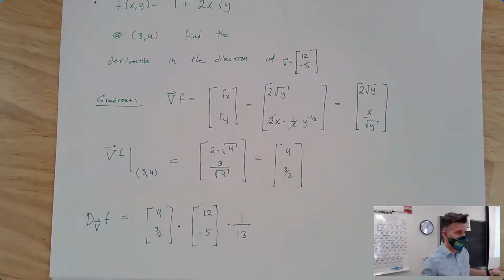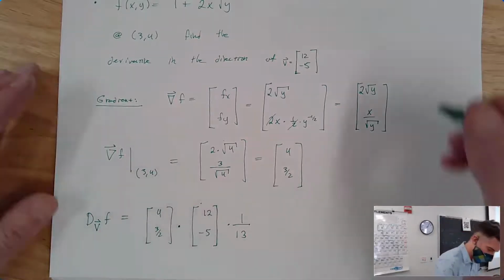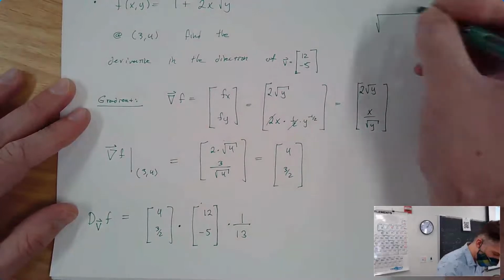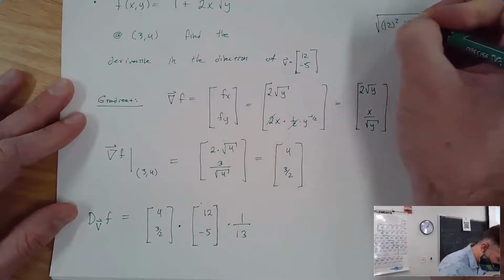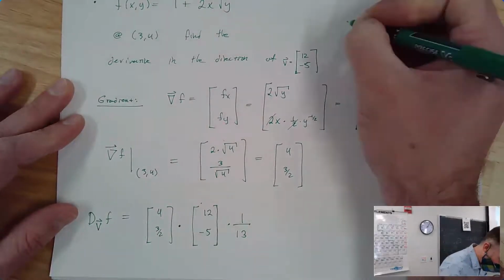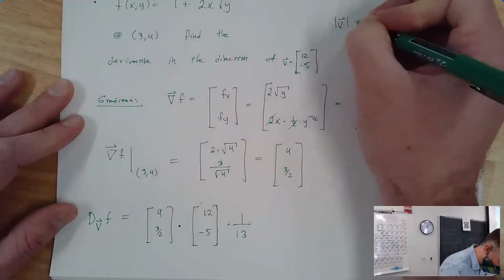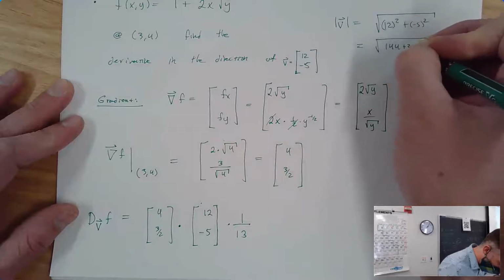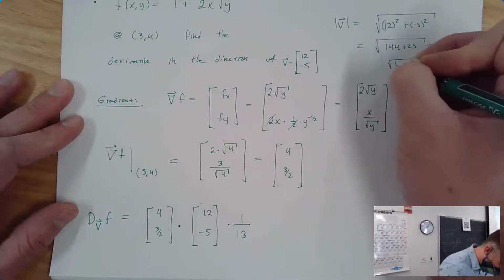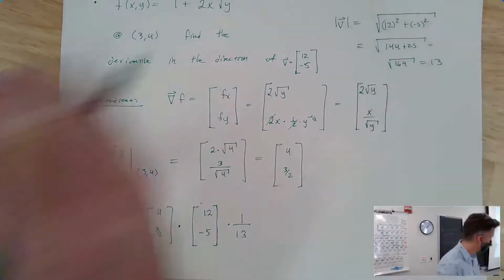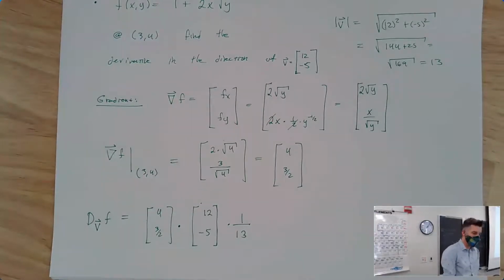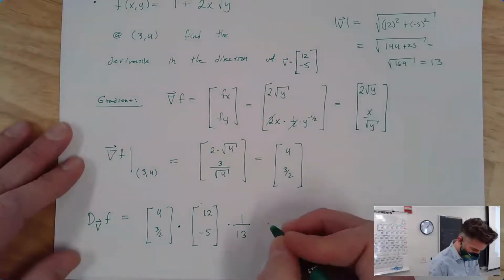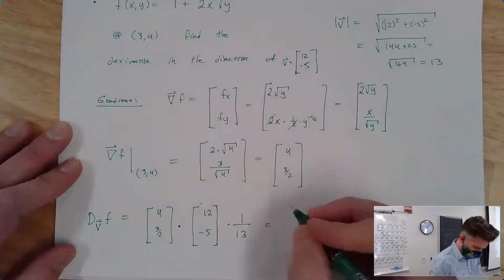You could also do the work, right? You don't have to just know it, but it's going to save you time to know it, because it's going to come up more often than you would believe. But it is also true that the square root of 12 squared plus -5 squared is the magnitude of that vector. That's equal to the square root of 144 plus 25, which is the square root of 169, which is definitely 13. It is really 13.